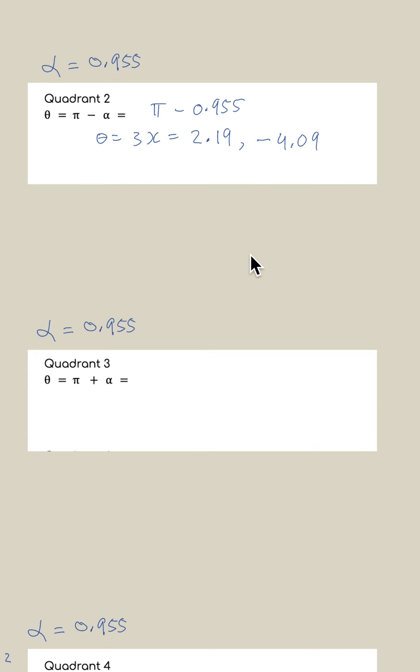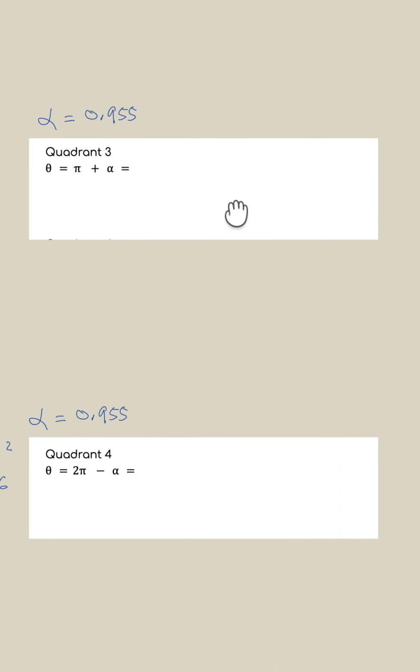Then don't forget to calculate x also, because this is 3x. So 2.19 you divide by 3, you're getting 0.73. How about negative 4.09? If you divide by 3, you're going to get negative 1.36. Both of them are between negative 2 to 2, so it is also in the correct range.